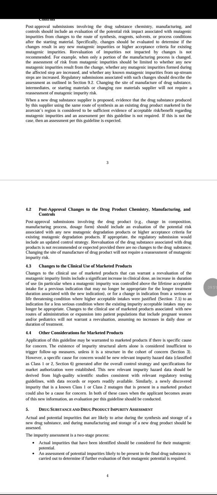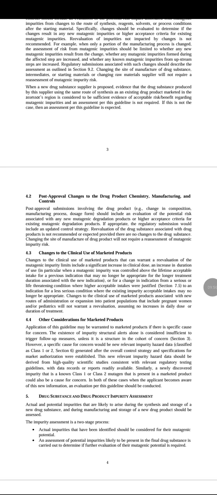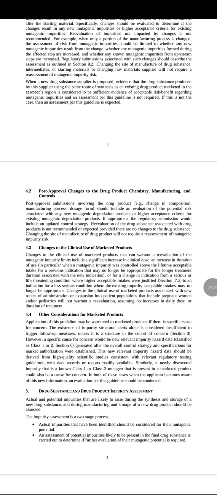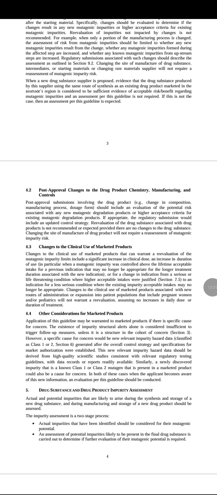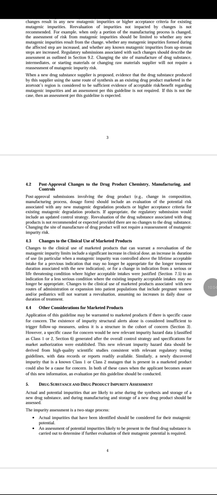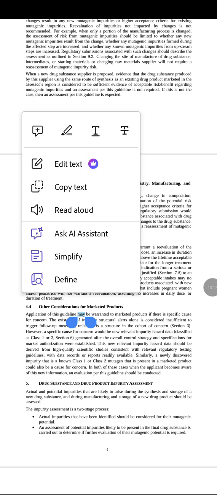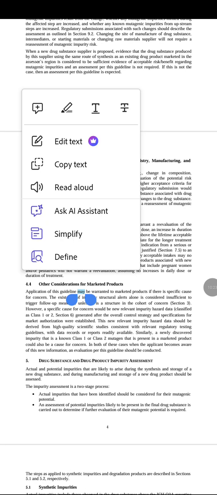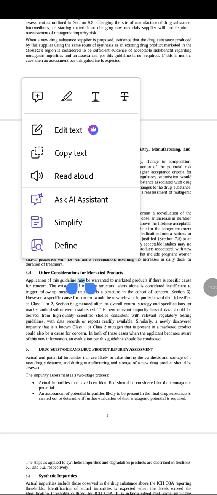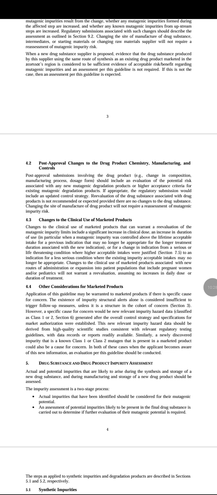For example, when only a portion of the manufacturing process changes, assessment of risk from the mutagenic impurities should be limited to whether any new mutagenic impurities are found, whether any mutagenic impurities found during the affected step are increased, and whether any non-mutagenic impurities from upstream steps are increased. Regulatory submissions associated with such changes should describe the assessment as outlined in section 9.2. Changing the site of manufacture of the drug substance, intermediate, or starting material, and changing a raw material supplier, will not require a reassessment of mutagenic impurity risk.